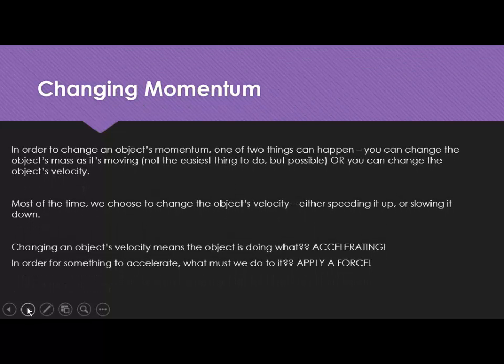Now let's talk about what happens when an object changes its momentum. In order to change an object's momentum, you can do one of two things. You can change its mass, which isn't very common in our problem sets, but sometimes it does show up. Or you can change the object's velocity. You can either make it slow down or speed up. And when we change an object's velocity, remember that means the object is accelerating. And if something is accelerating, that must mean that we are applying a force to it. So if we want to change an object's momentum, we must apply a force.